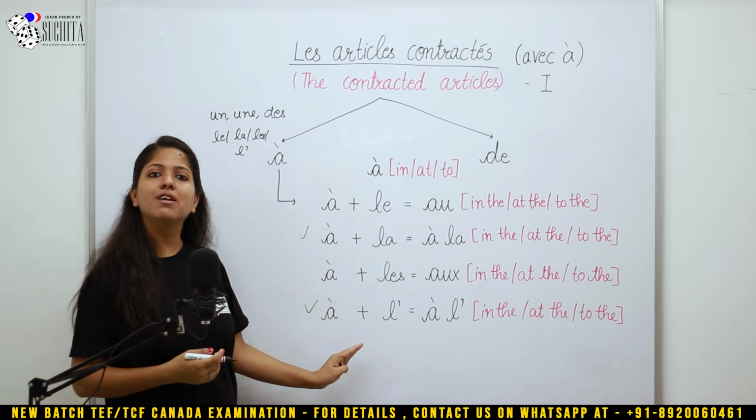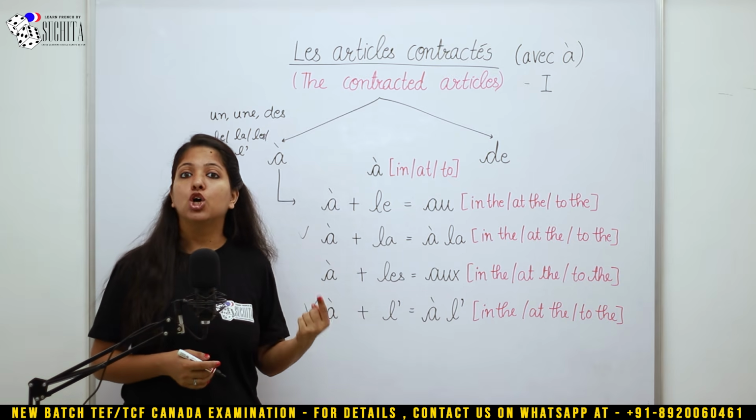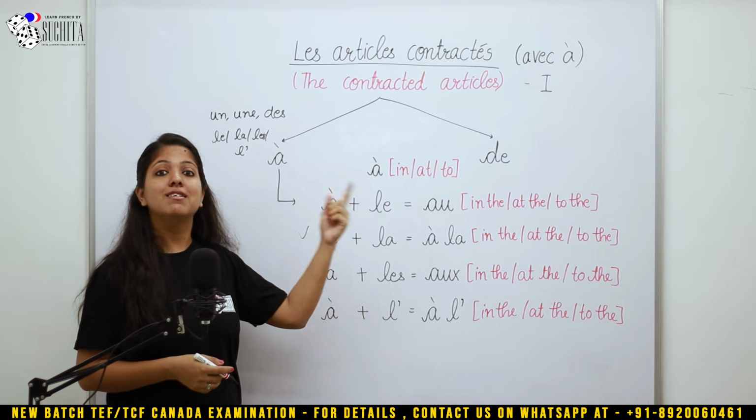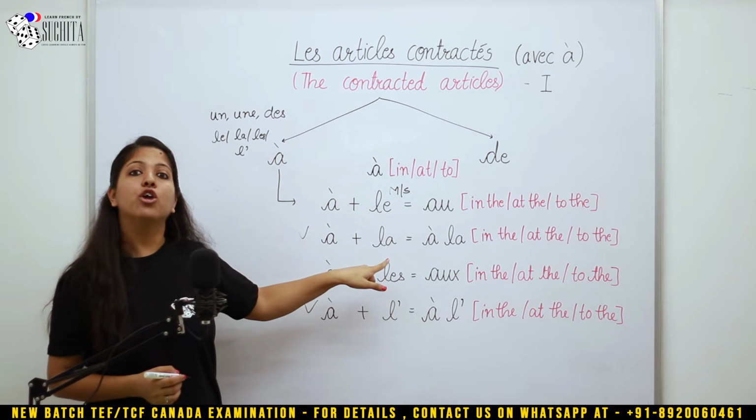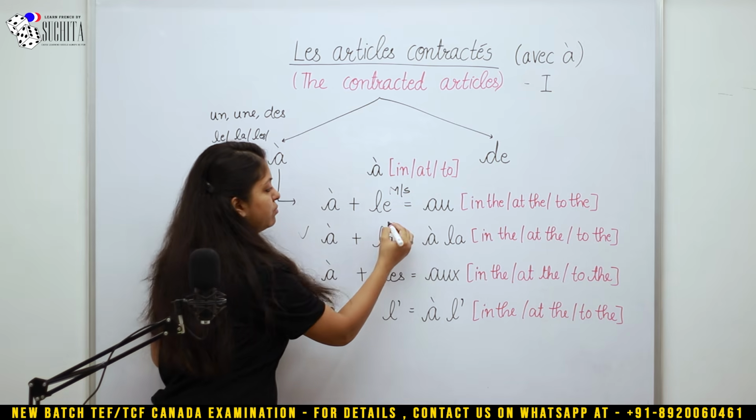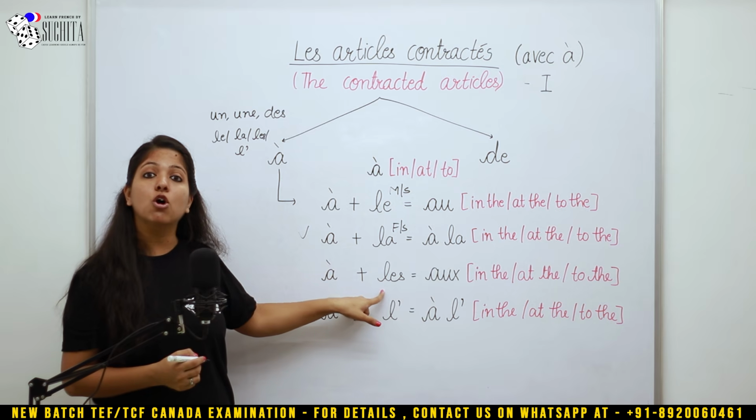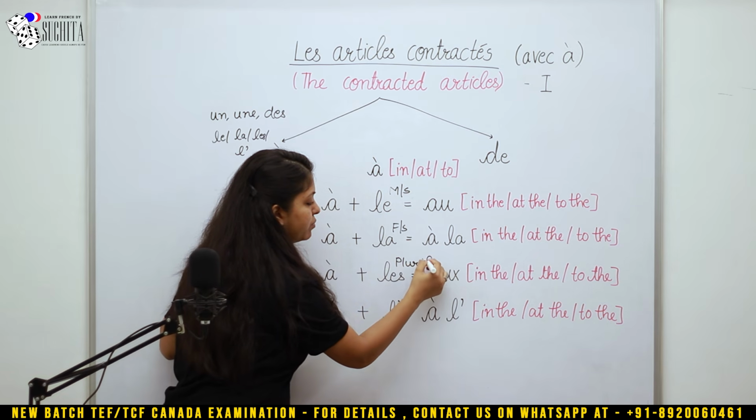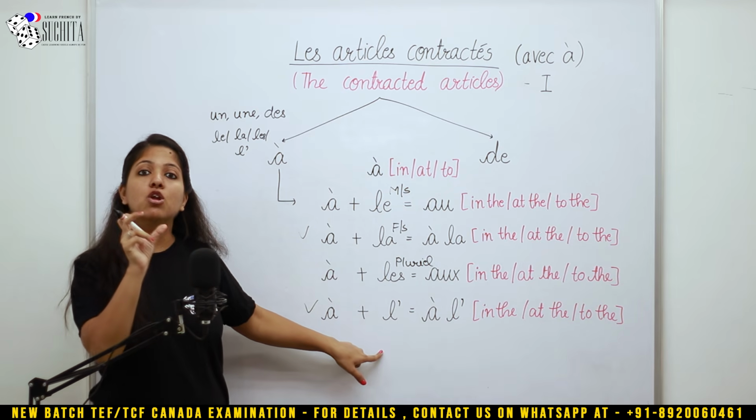So why there are four cases here? That has been explained in the video where I explained the definite articles. So le we use for the things which are masculin singulier. La on utilise pour les choses qui sont féminins et singuliers. Les on utilise pour les choses qui sont plurielles. Et l'apostrophe on utilise pour les choses qui commencent par une voyelle.